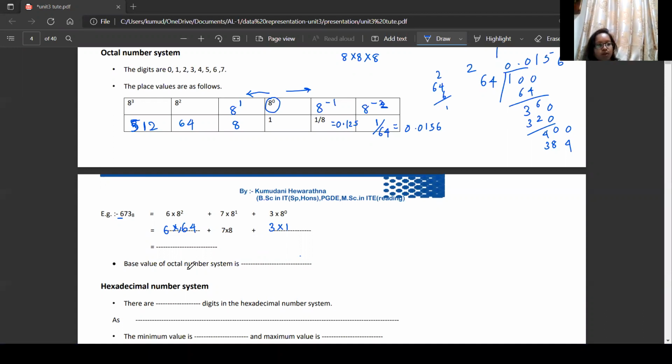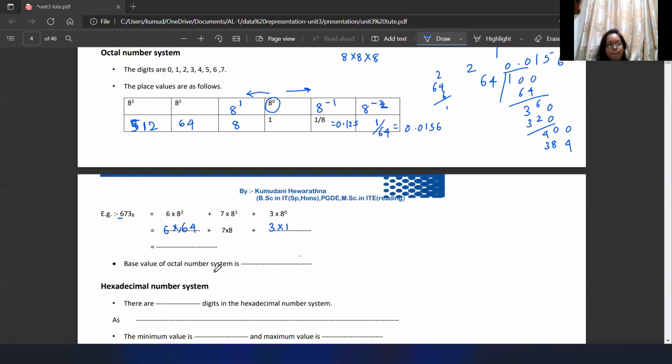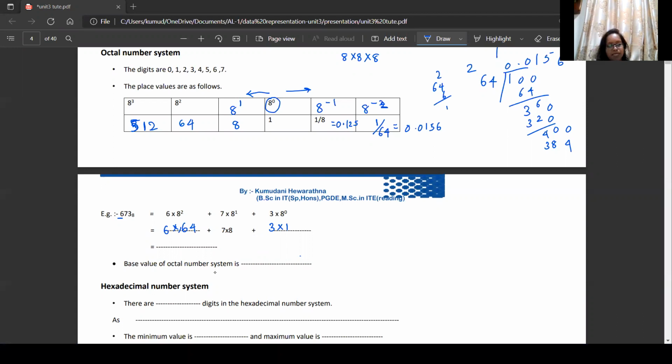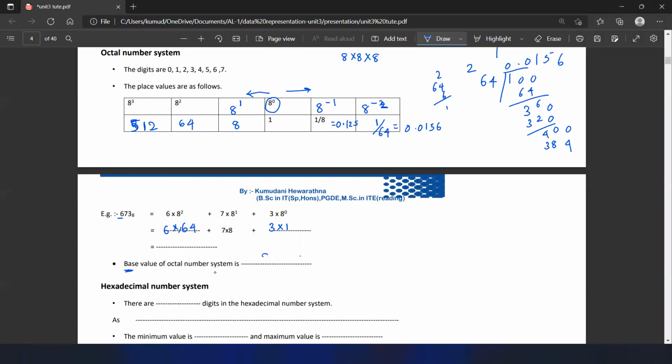The base value of the octal number system is base 8. This is 8, yes.